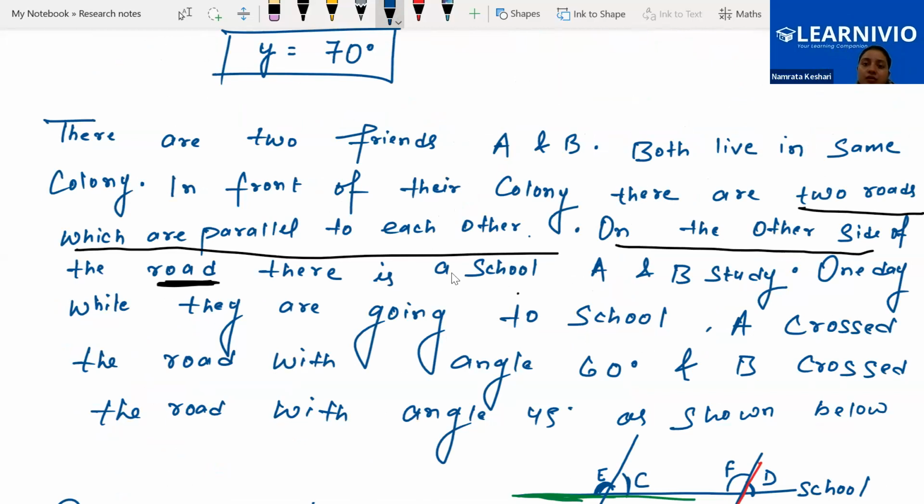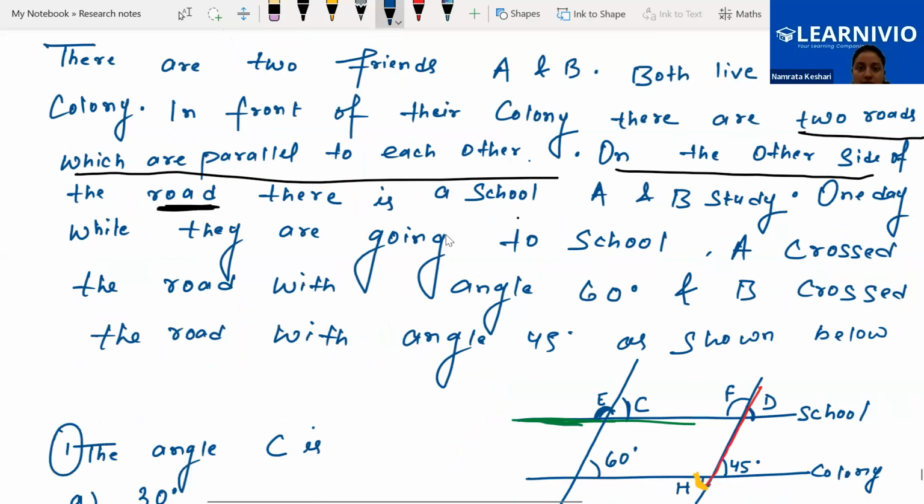Here the school and the colony lines are parallel to each other. Just a second. There is a school, A and B are studying. One day they are going to school, A crosses the road with an angle 60 degree. This is just showing with what angle he crossed the road. This path is showing with what angle he crossed the road to go to school. And the other one is just showing with what angle the other crossed the road to go to school. Getting me?